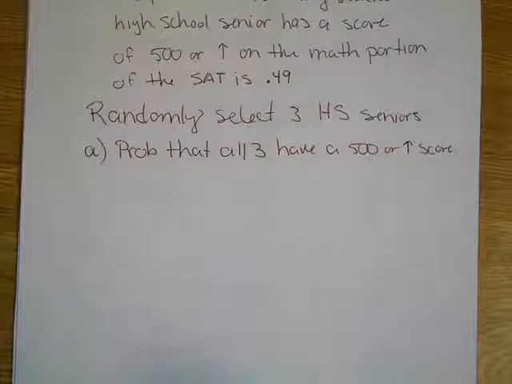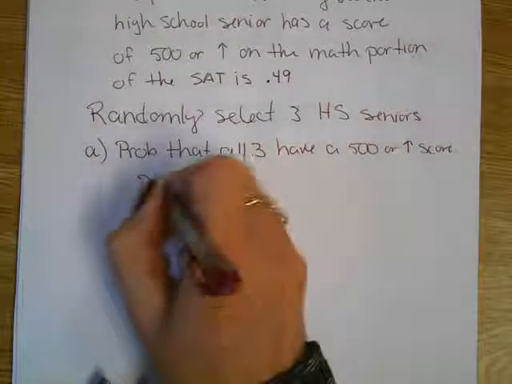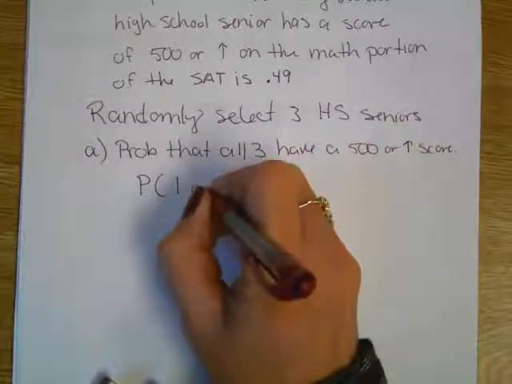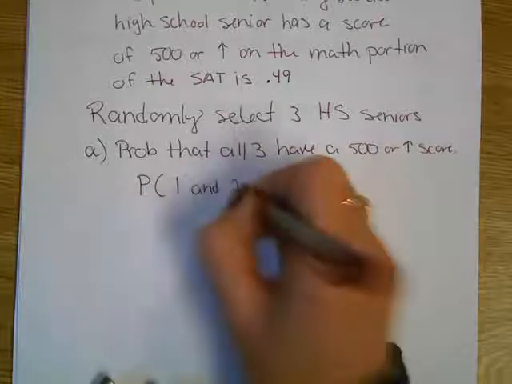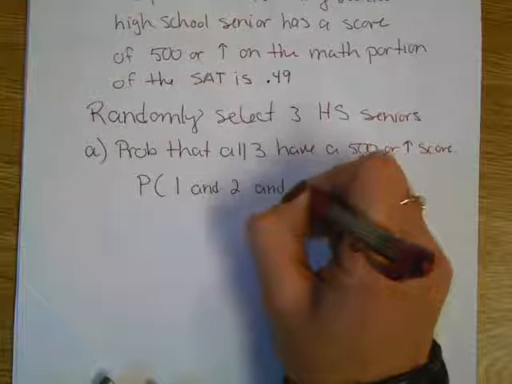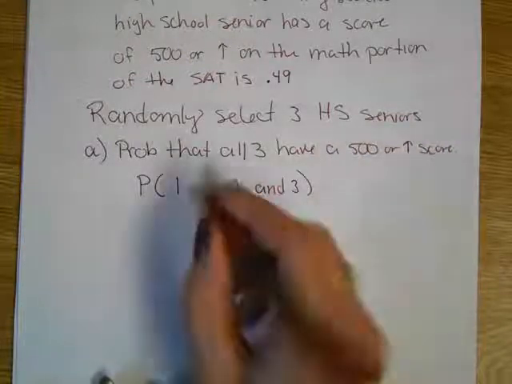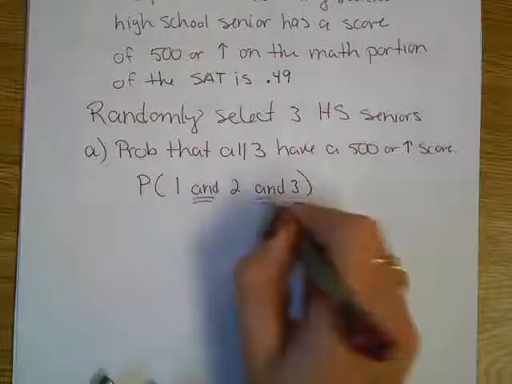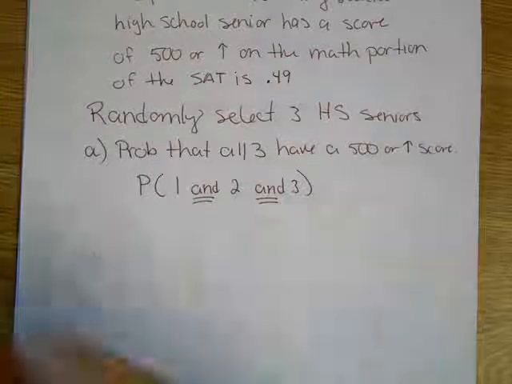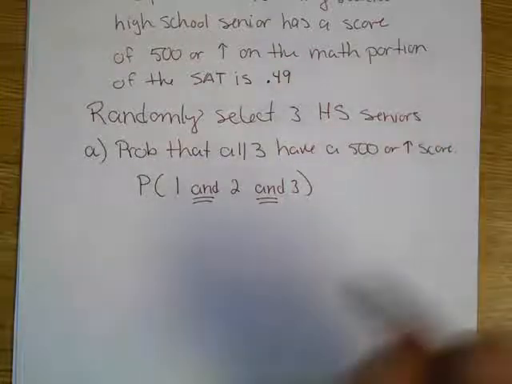Now I know we haven't talked a lot about OR yet, but again, how would I rephrase this? I would say I'm looking for the probability that my first person has that score, and then the second person has that score, and the third person has that score. So for me to say all 3, the first one and the second one and the third one, now that I know this is an AND situation, I know I've got to multiply those probabilities together. So AND, multiply. When we see OR, we're going to be adding, but that's coming in another day.